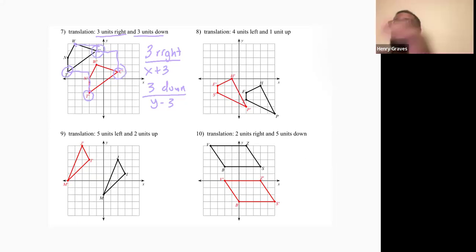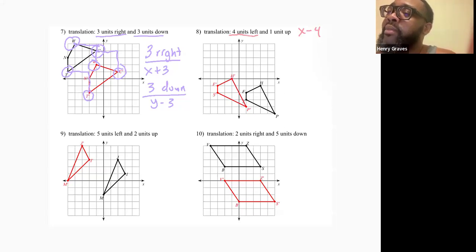Simple there. I'm gonna do another example on this second page because all they have on the second page are translations. So different color to illustrate. So for number 8, I have 4 units left. So I'm going to do X minus 4 because it's left 4 and 1 up. So then Y plus 1.